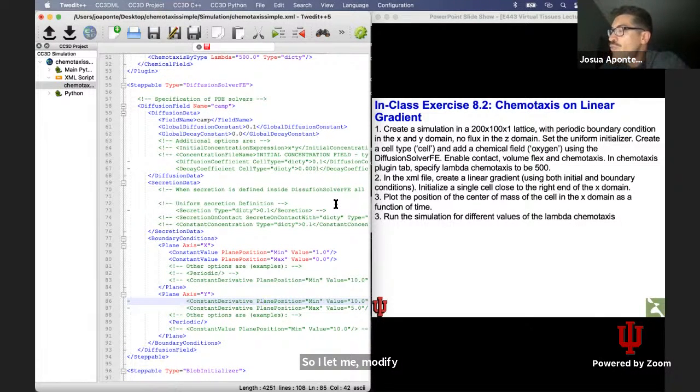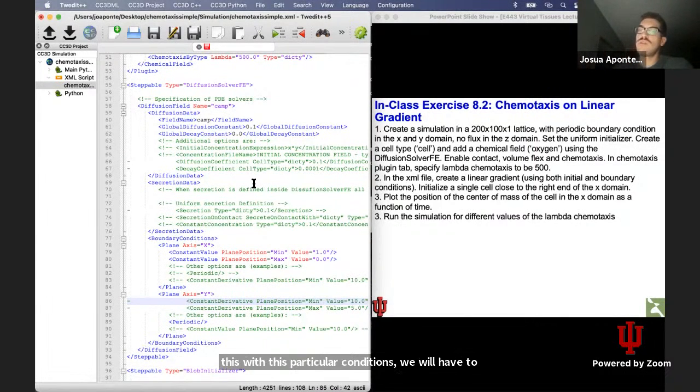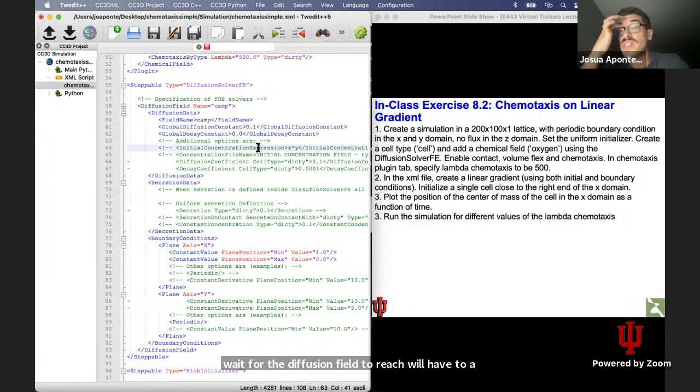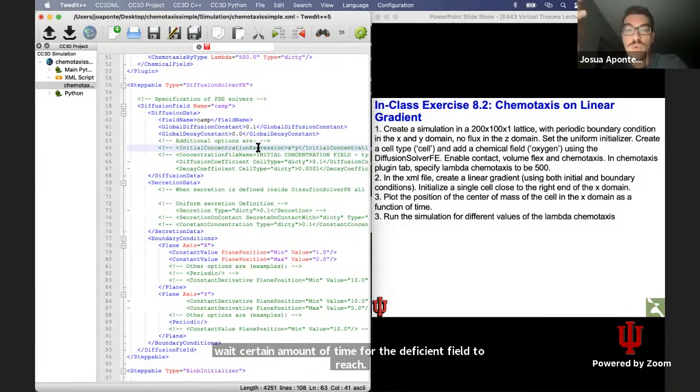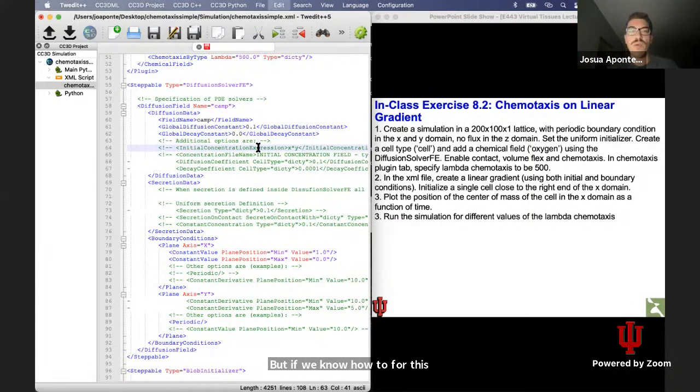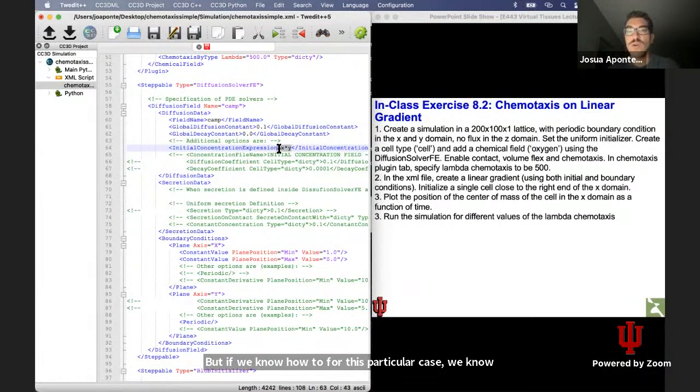So an important point: if we initialize this with these particular conditions, we will have to wait a certain amount of time for the diffusion field to reach equilibrium. But for this particular case, we already know how to solve the diffusion equation. So what we can do is set the initial concentration to be the same as the equilibrium concentration, and that is given by this equation.